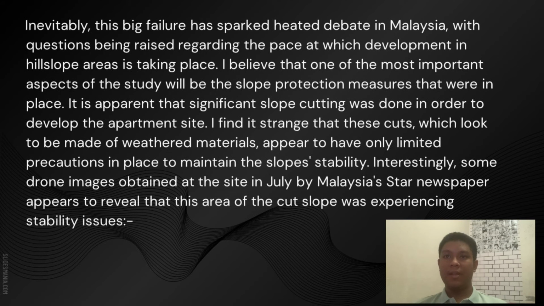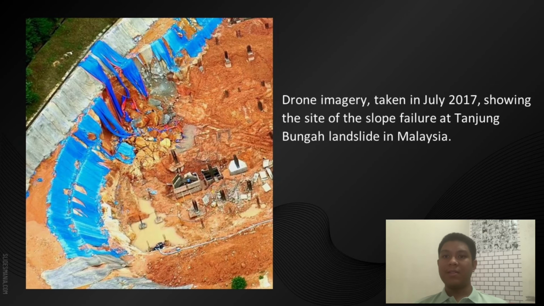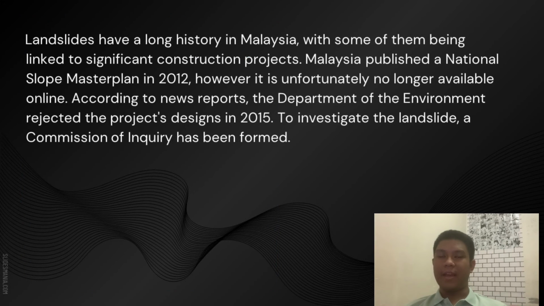Interestingly, some drone images obtained at the site in July by the Malaysian Star newspaper appear to reveal that this area of the slope was experiencing stability issues. Landslides have a long history in Malaysia, with some of them being linked to significant construction projects. Malaysia published a national slope master plan in 2012. However, it is unfortunately no longer available online. According to news reports, the Department of Environment rejected the project's design in 2015. To investigate the landslide, a commission of inquiry has been formed.